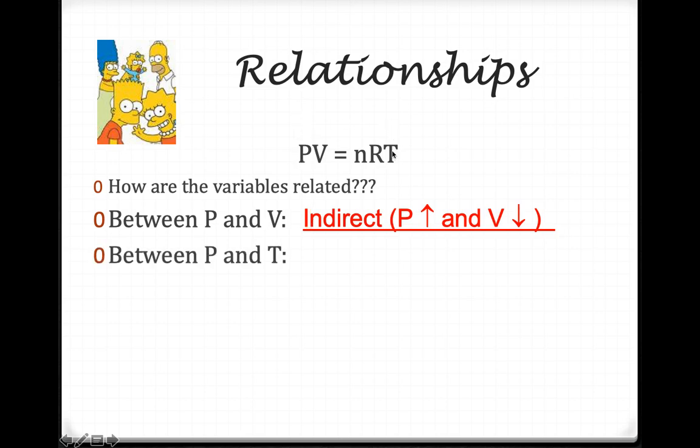How about between pressure and temperature? Pressure is measuring collisions, temperature is measuring motion, okay? They're on opposite sides of the equal sign, so when one goes up, the other goes up, a direct relationship to keep this mathematically equal. Pressure is high, temperature is high. So again, does that make sense?